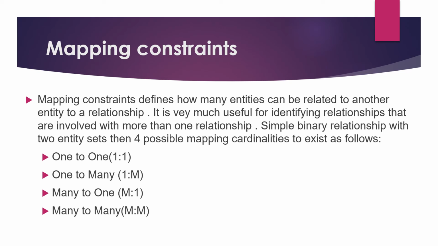For a binary relationship set R between entity sets A and B, the mapping cardinality must be one of the following: 1 to 1 mapping constraints, 1 to many, many to 1 and many to many. We will see them one by one.